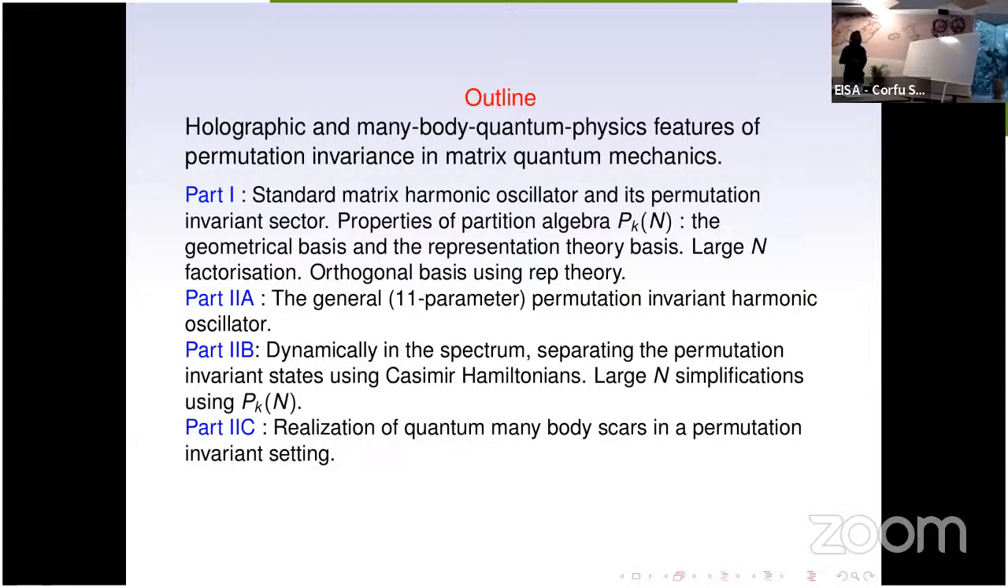And then we'll look at more general Hamiltonians, such as the most general harmonic oscillator which is permutation invariant, or other kinds of interesting Hamiltonians which separate the invariant sector dynamically from the non-invariant sector. And finally, we'll look at how this whole setup allows you to realize something called quantum many-body scars, or symmetry-based mechanisms of quantum many-body scars. This is a subject that has come up in theoretical condensed matter physics.